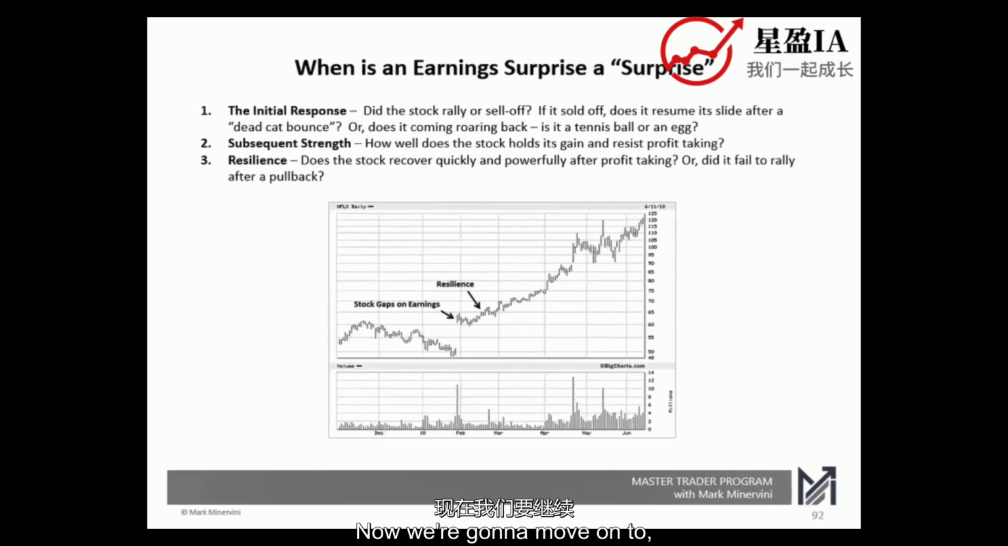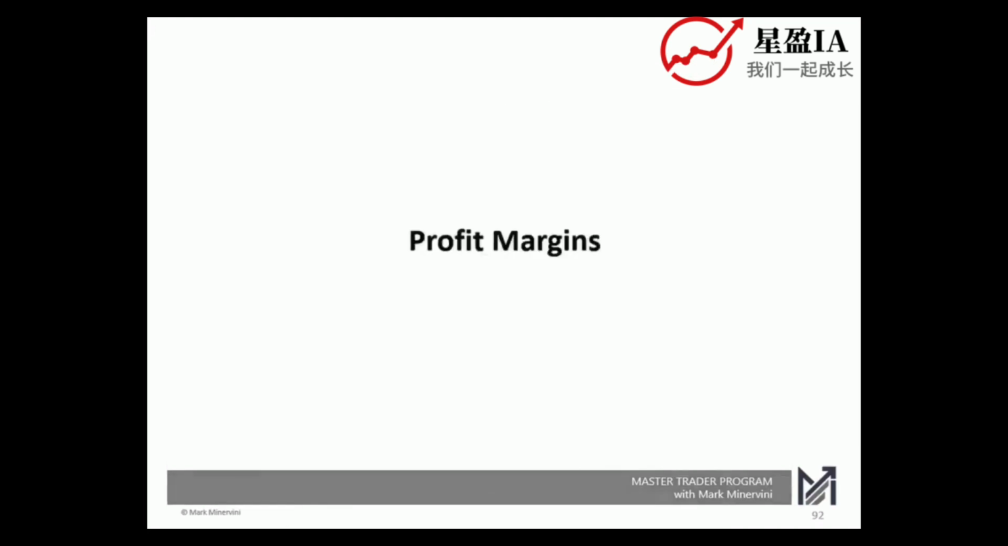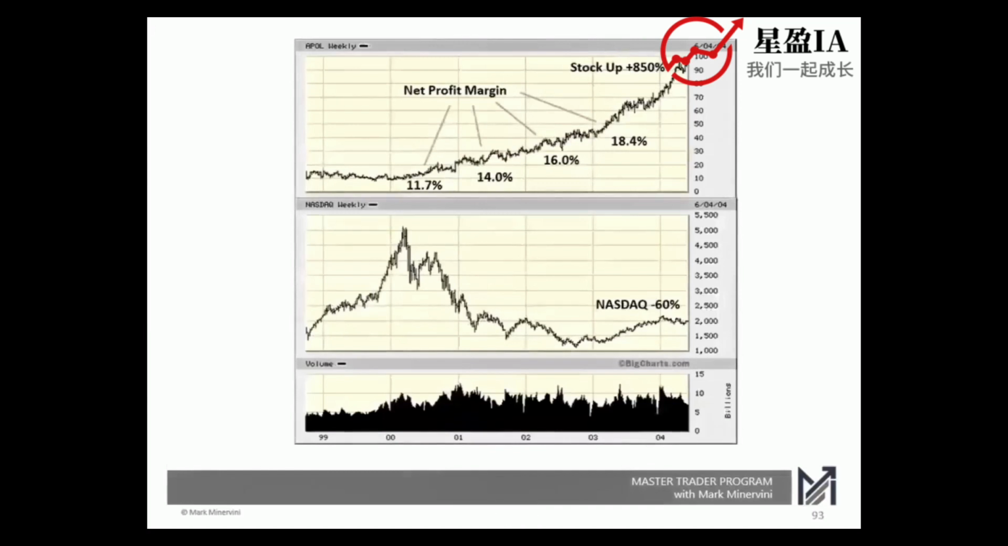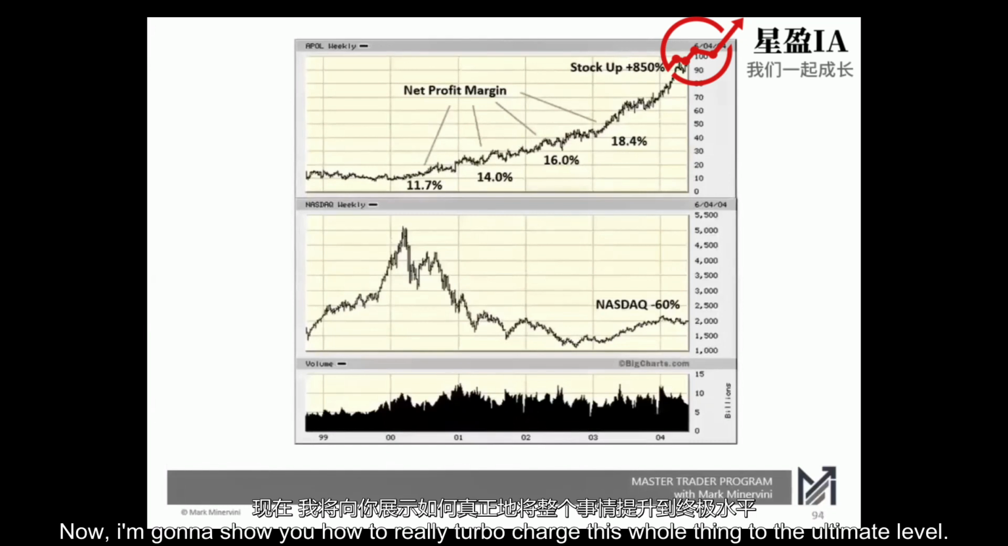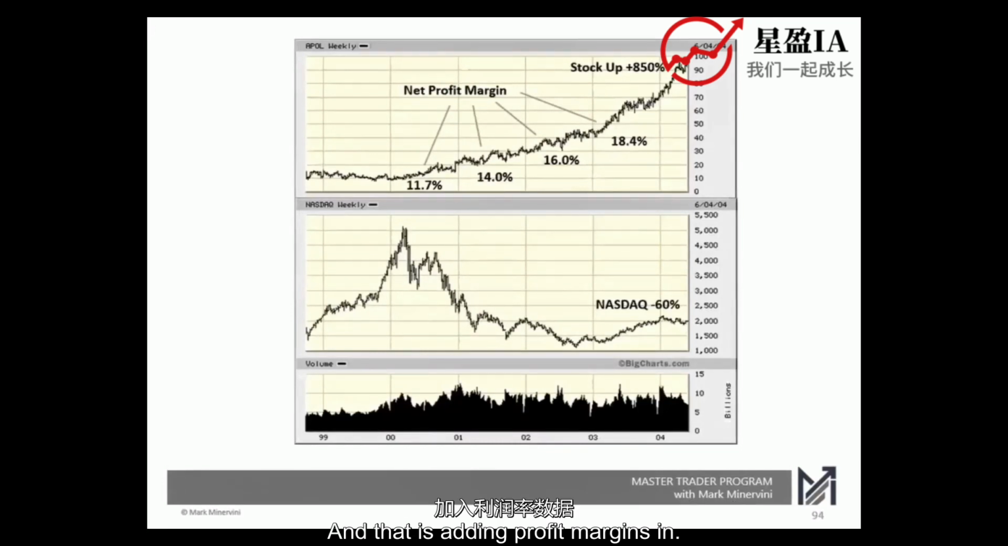All right, so now we're going to move on to, we talked about earnings and sales, and we didn't talk much about profit margins. So we're going to move on to profit margins. Now, again, you just saw the power of just earnings and sales, and we sliced and diced these numbers. Now I'm going to show you how to really turbocharge this whole thing to the ultimate level, and that is adding profit margins in.